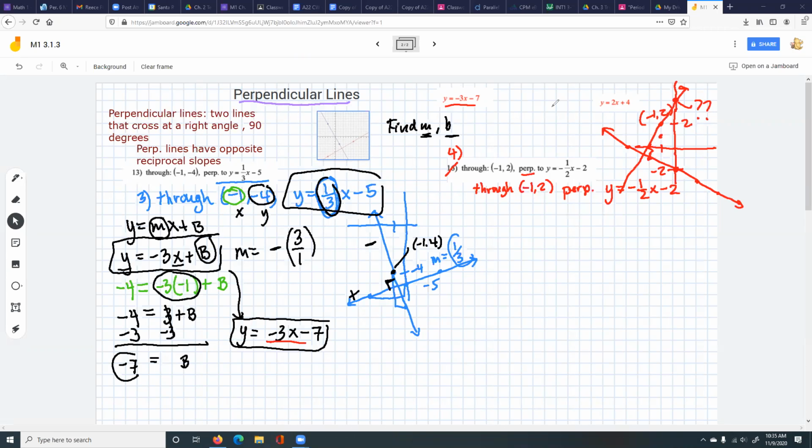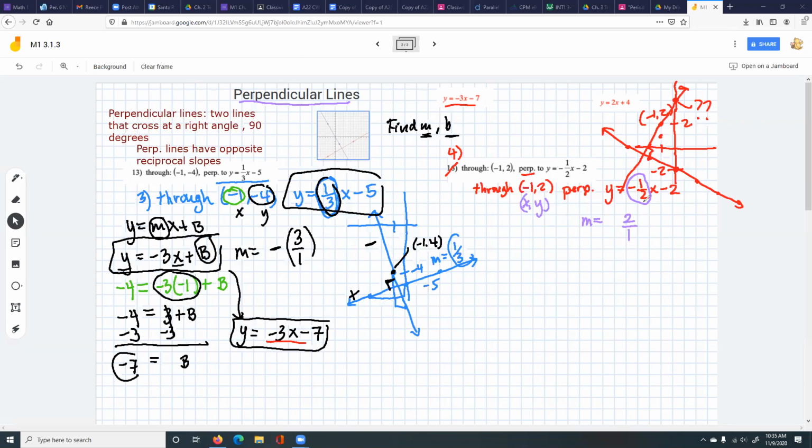So this is my x. This is my y. They told me the x and the y. And they told me basically the slope. It's not going to be -1/2. What is the opposite reciprocal of -1/2, you guys? What is the slope going to be? Opposite reciprocal. What do we have to do to this?